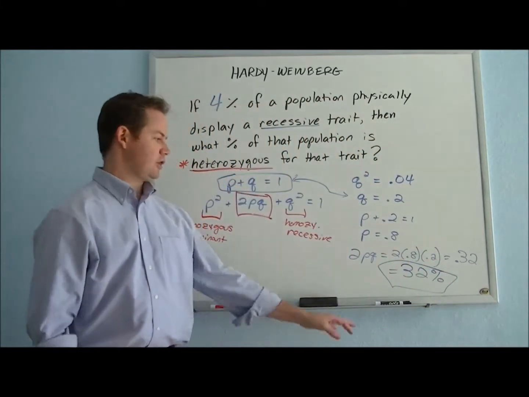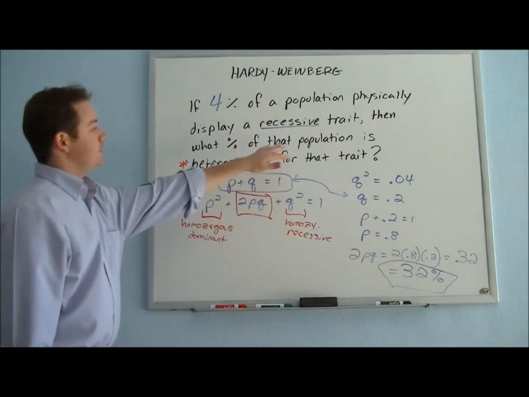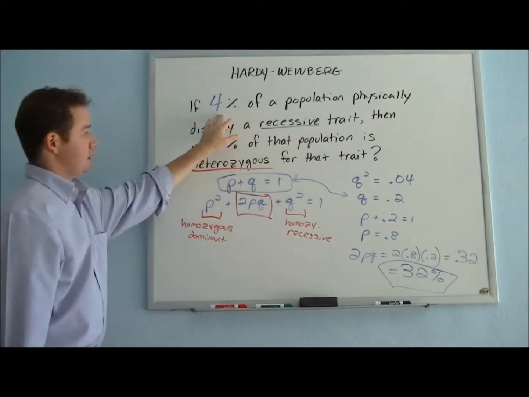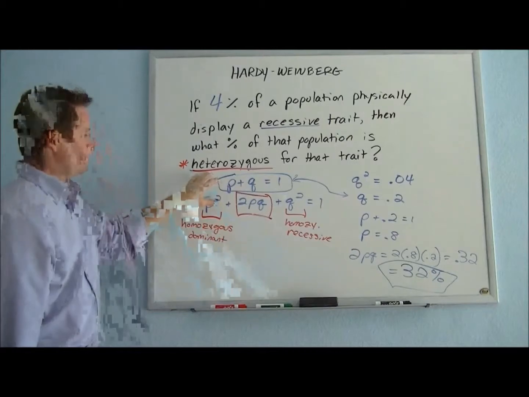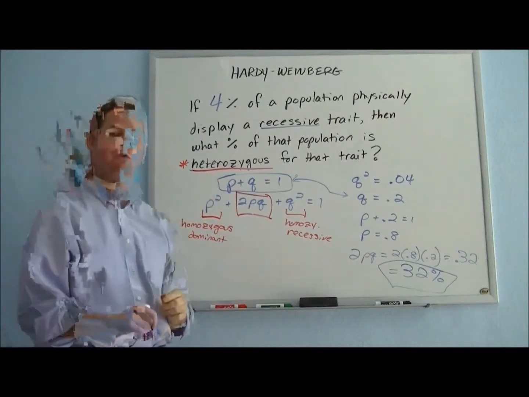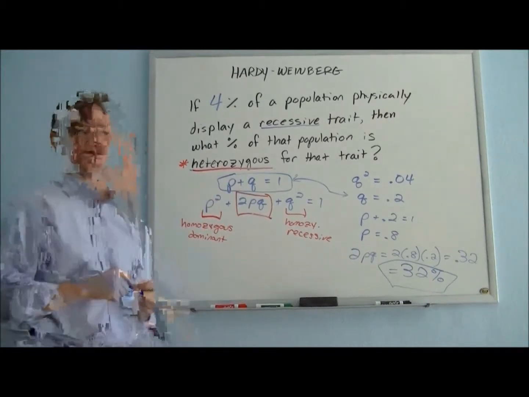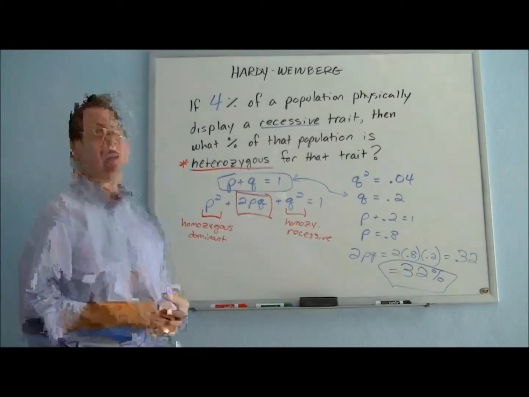So for this question, 32% of this population, where 4% of the people express the recessive trait, 32% would be heterozygous for that trait. Heterozygous meaning they have one dominant and one recessive allele.